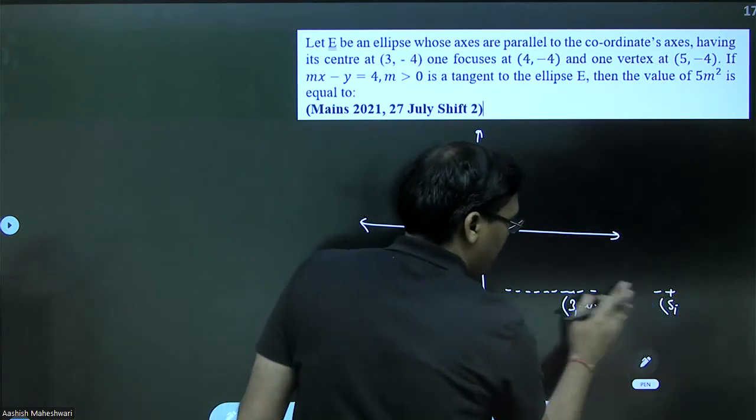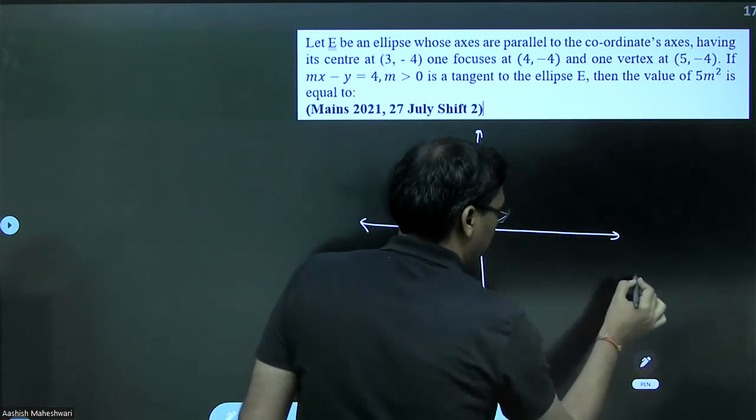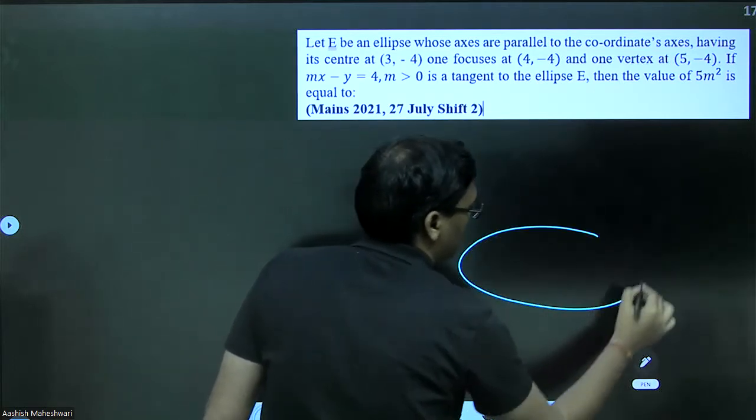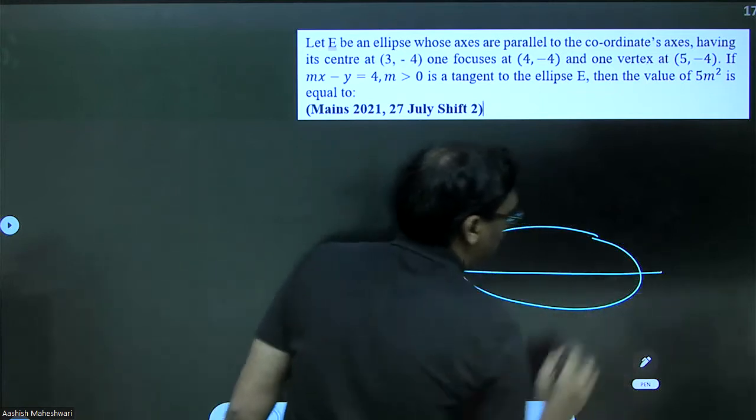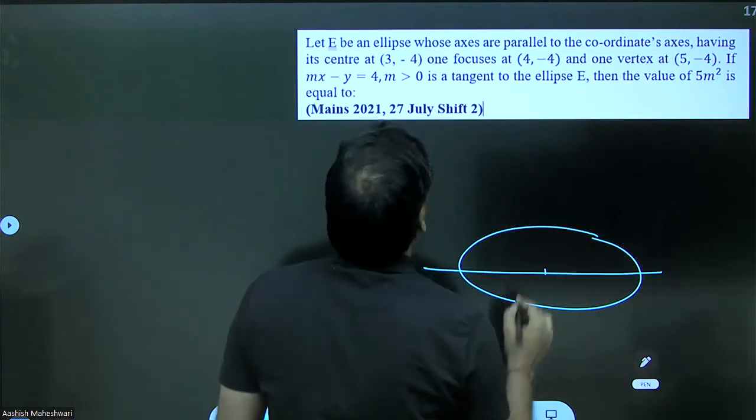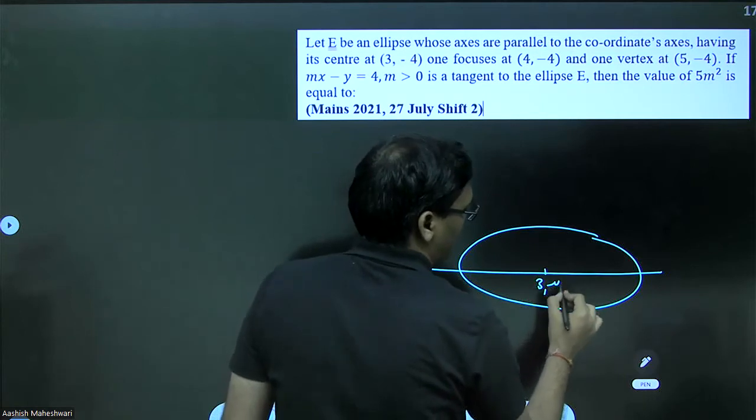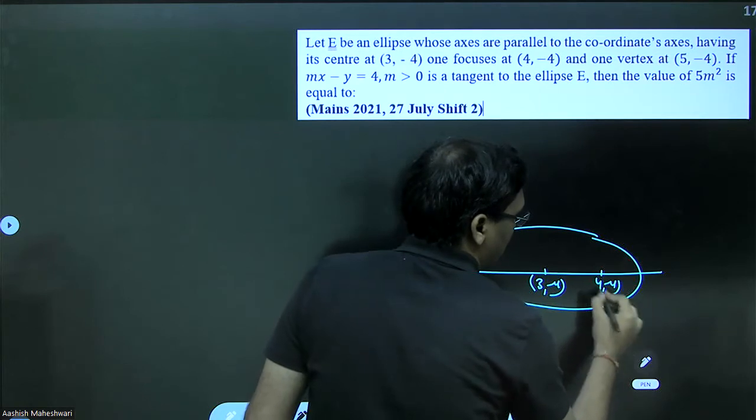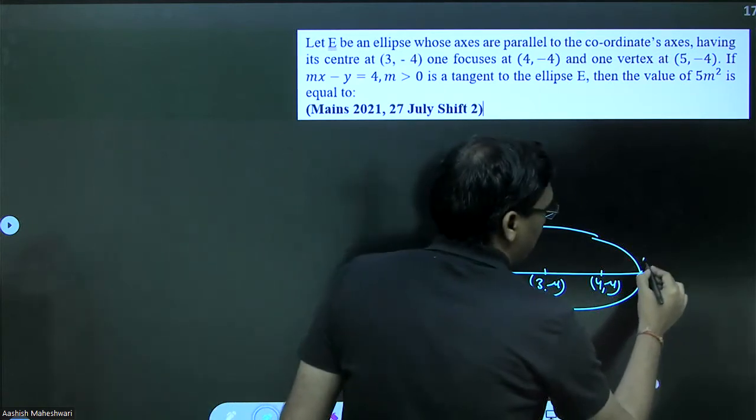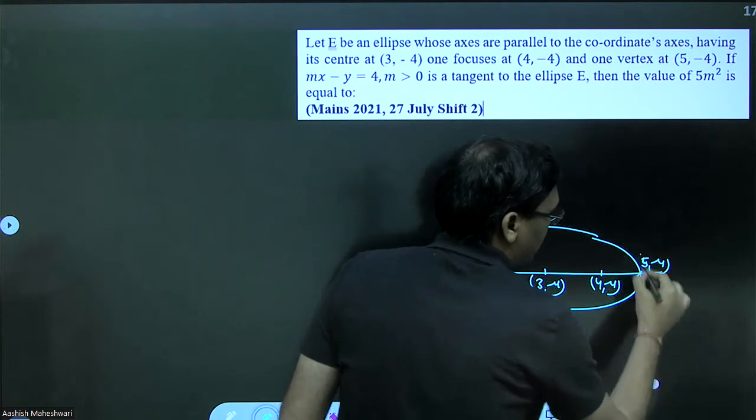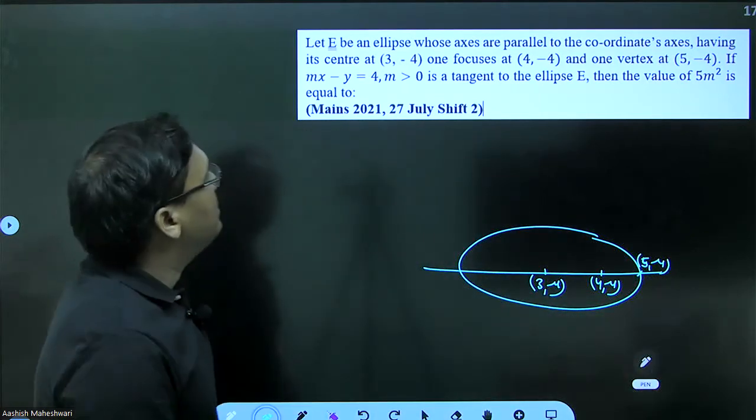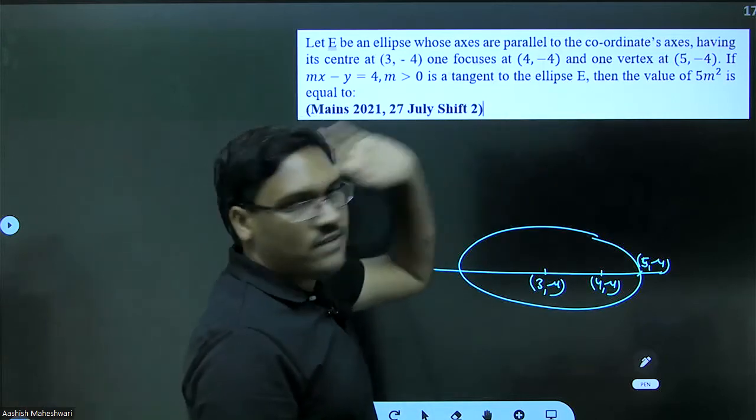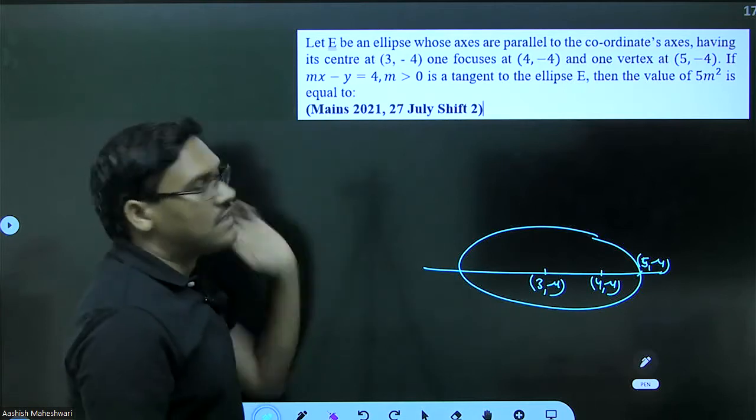So let me draw this again. Let's say this is the ellipse. Center is (3, -4). Focus (4, -4). Vertex (5, -4). These are the conditions we have, right? If y is equal to mx minus 4, m is positive, is tangent to this ellipse, then what is the value of 5m square? Basically you have to find the equation of the tangent.